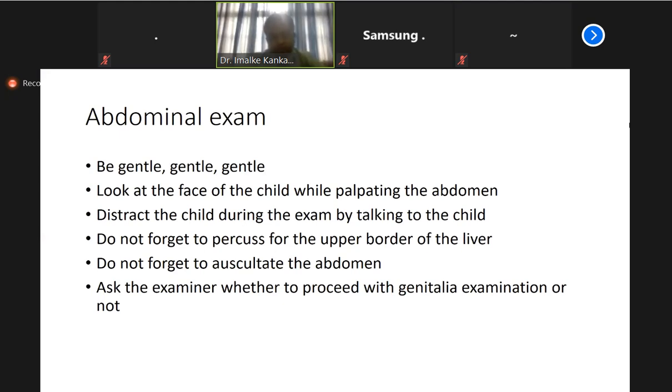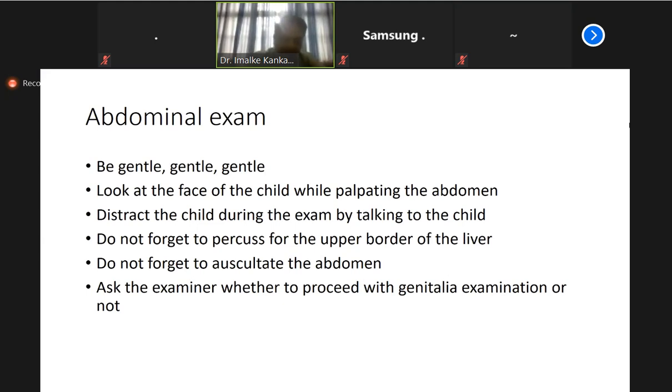When it comes to abdominal examination, you have to be very gentle, very gentle. Just palpate very softly, synchronized with the child's breathing. Don't try to push the abdomen when the child is exhaling. That means the child is trying to expirate. So during expiration, don't try to push it, right? You can lift up your hand when the child is expirating. In inspiration, advance it gradually upwards.